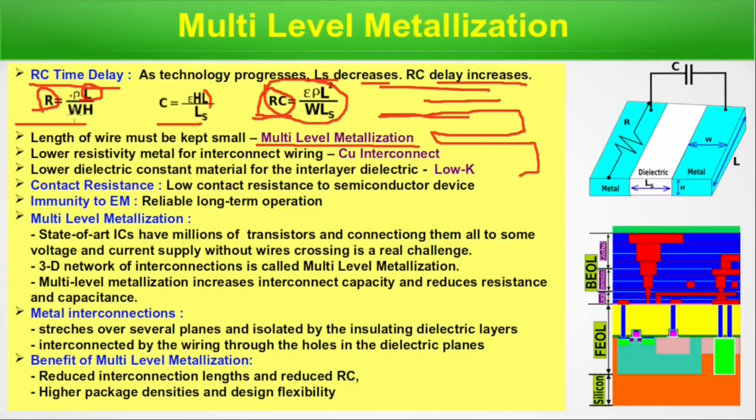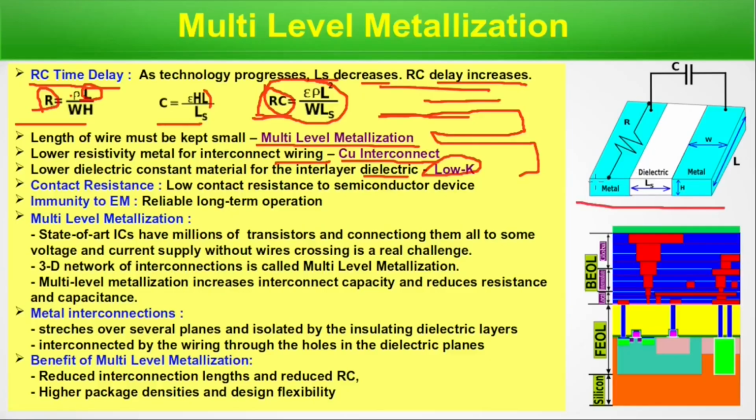Resistivity is an intrinsic property of the material. So we want lower resistivity metal for interconnect wiring, and the industry moved from aluminum to copper interconnect. Next, lower dielectric constant material for the interlayer dielectric, that is low K material. So these are basically three points which led to multi-level metallization, copper interconnect and low K intermetal dielectric.